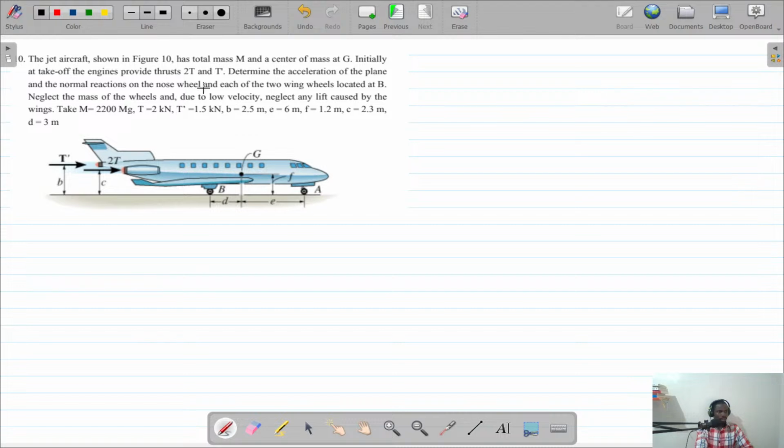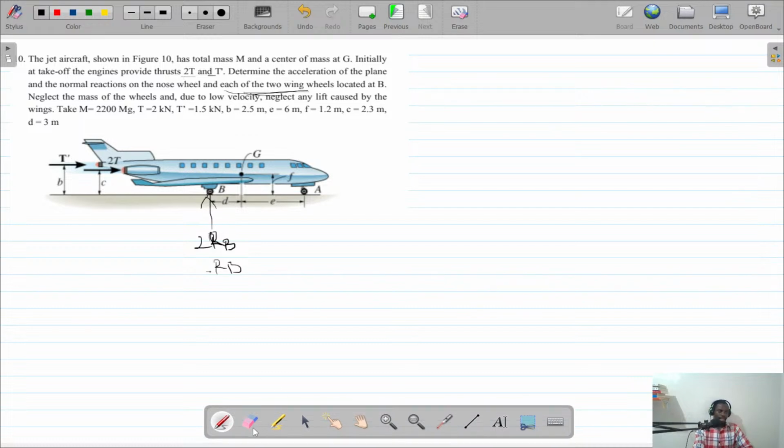So initially at takeoff, the engines provided thrust. Okay, so we have this and this. All right. So the reaction here is 2RB. Now you can make it just RB, but know that it is 2 times. So when they ask you, see, they ask to find what on each of the two wings. We should solve question 10, and that's what we are doing next. So each of the two wings, let me take it again.